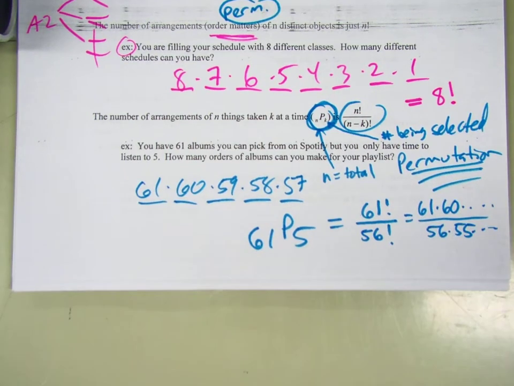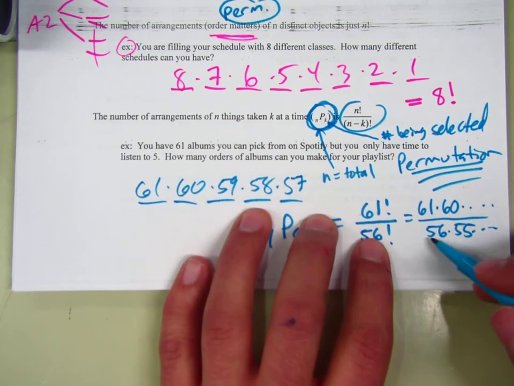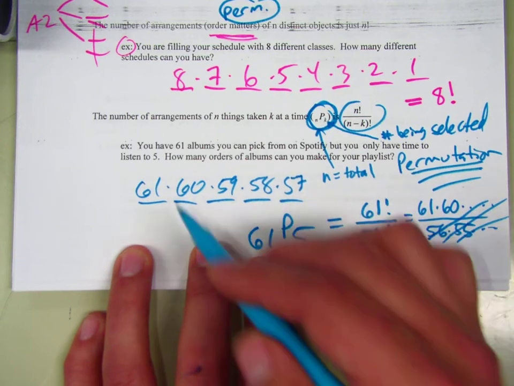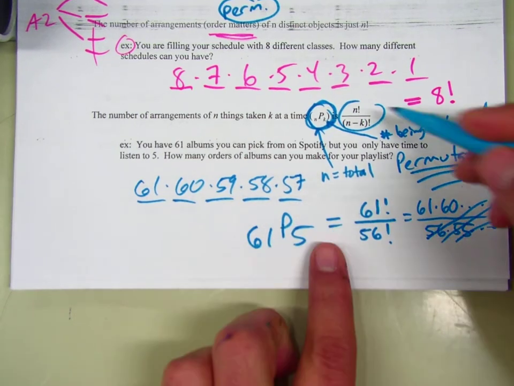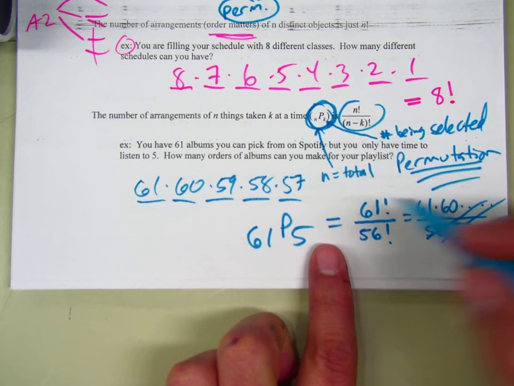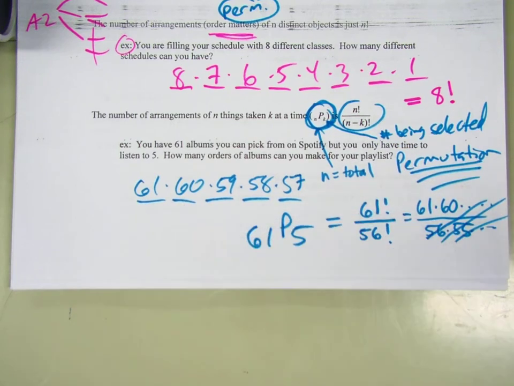If you started writing all of these out, not that you have to do this, do you guys see how a bunch of stuff's going to cancel out? From 56 on down is going to cancel, and this is exactly what's left. So that's where this crazy formula comes from. It is useful to know this formula, but a lot of times you can just ask, how many options do I have? It's faster if you do it that way. Any questions so far?